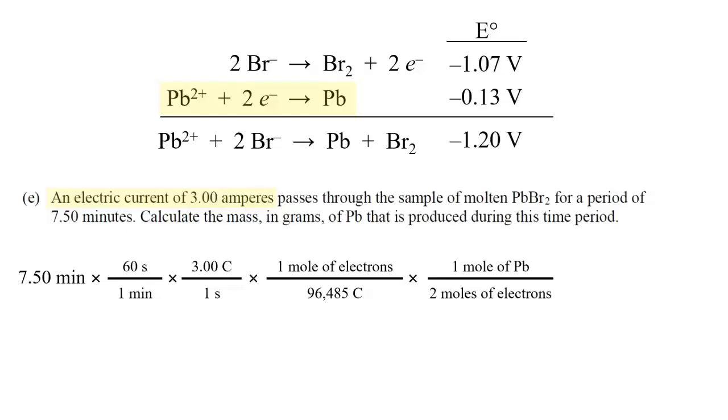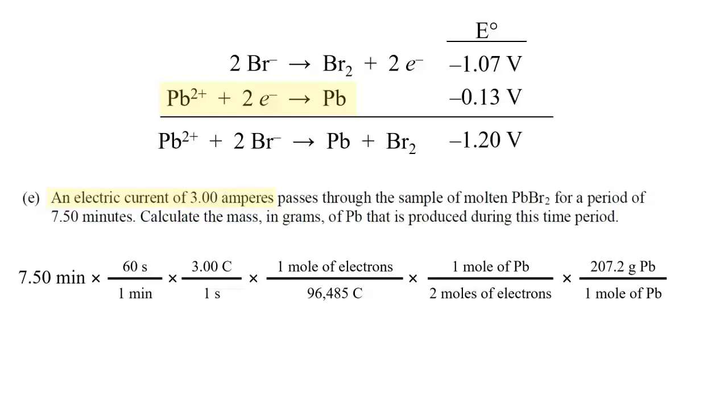All we have to do now is look on the periodic table and find that the molar mass of lead is 207.2 grams per mole. So from minutes to seconds, seconds to coulombs, coulombs to moles of electrons, moles of electrons to moles of lead, and then finally from moles of lead to grams of lead. Now when I pick up my calculator, it's going to be 7.50 times 60 times 3 divided by 96,485 divided by 2, and then finally times 207.2. And my answer will be in units of grams, which is what I want.